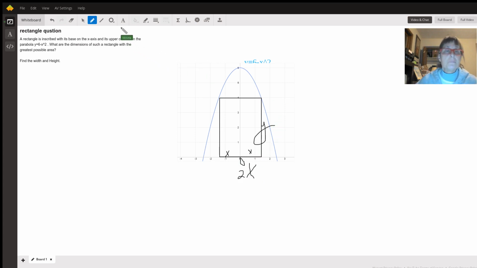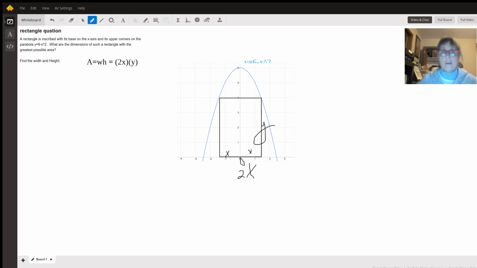And we know that the area of a rectangle, because you need a formula so you can take the derivative so you can maximize it. So the area of a rectangle is length times width, or let's go width times height, because those are the words they use. And the width of this one is 2x, and the height of this one is y. And this is what we want to maximize.